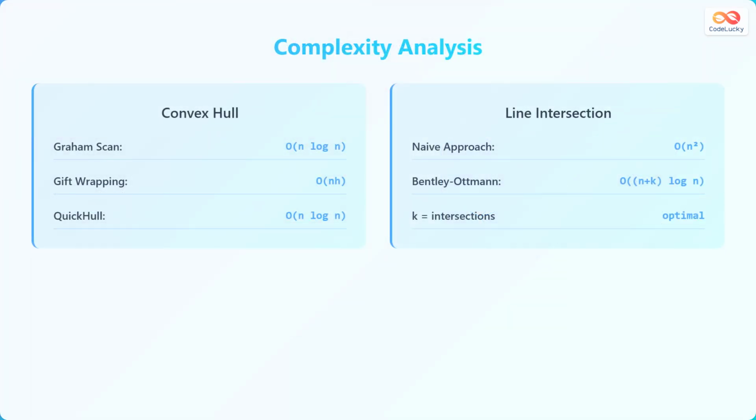In convex hull algorithms, Graham scan and quick hull have a time complexity of O(n log n), while gift wrapping has a time complexity of O(nh), where h is the number of vertices on the hull. For line intersection, the naive approach has a complexity of O(n^2), while the Bentley-Ottmann algorithm improves this to O((n + k) log n), where k represents the number of intersections, making it optimal for scenarios with fewer intersections.